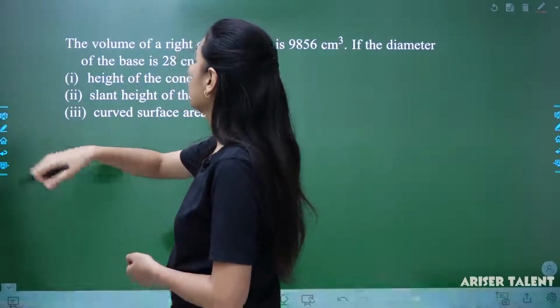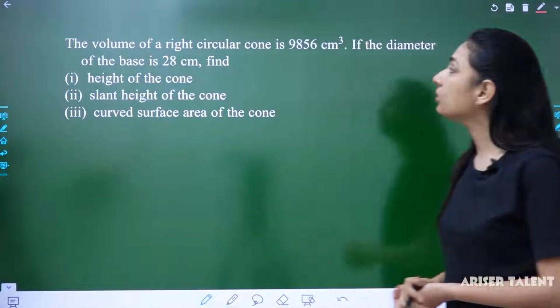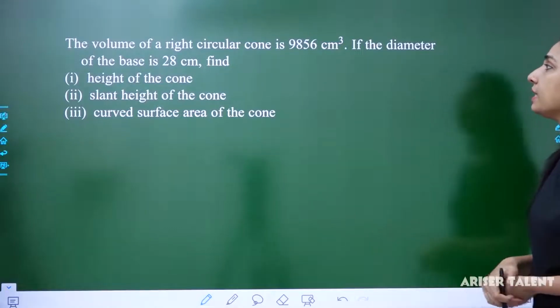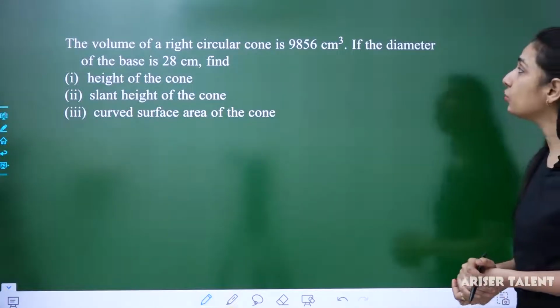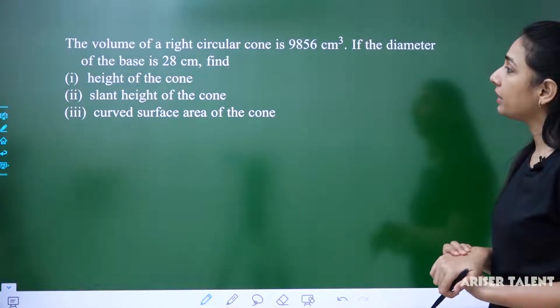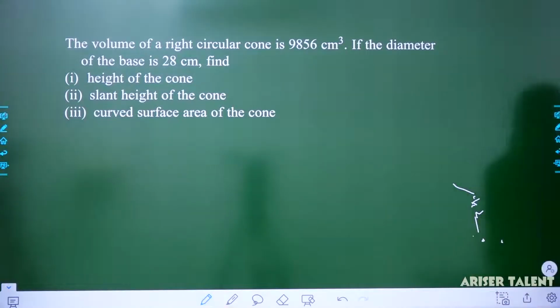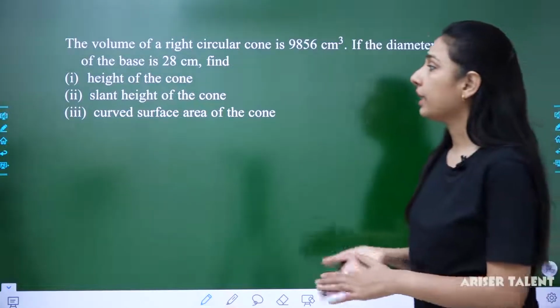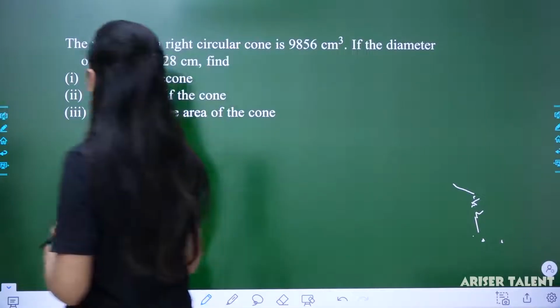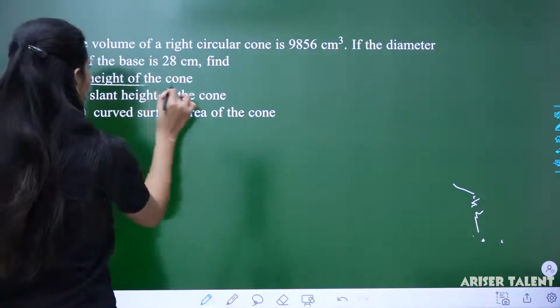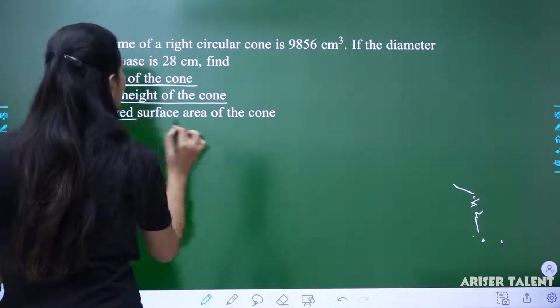Exercise question. The volume of a right circular cone is 9856 centimeter cube. If the diameter of the base is 28 centimeters, you have to find all these three: the height of the cone, slant height of the cone, and curved surface area of the cone. So we are talking about all one by one.